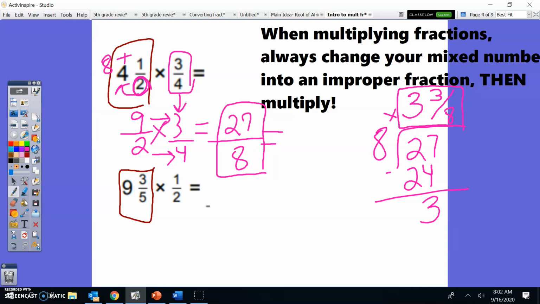That's my final answer. What I'd like you to do now is to take a minute and complete this question right now on your own. Remember to change your mixed number into an improper fraction first, multiply straight across, and then make sure your final answer is as a mixed number. So you can pause the video now and take a few minutes to solve that problem.